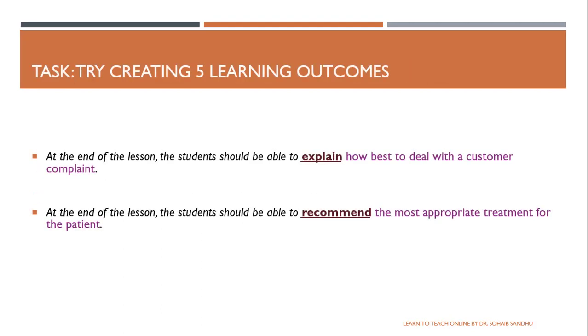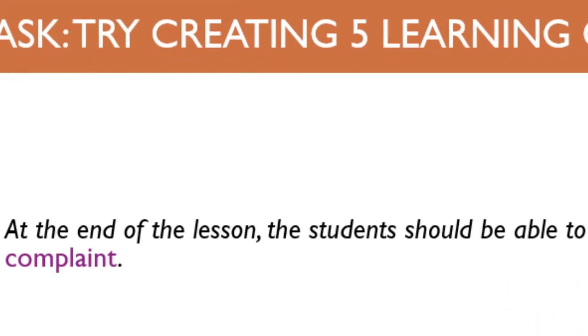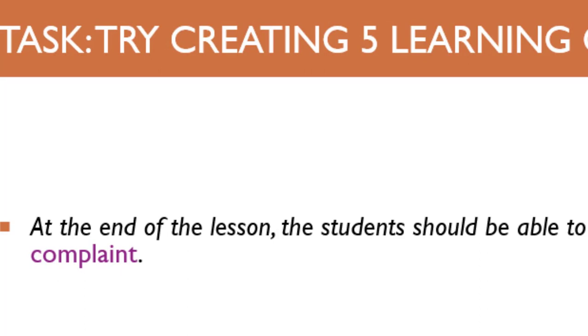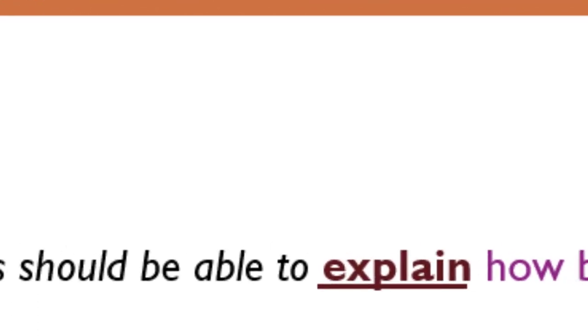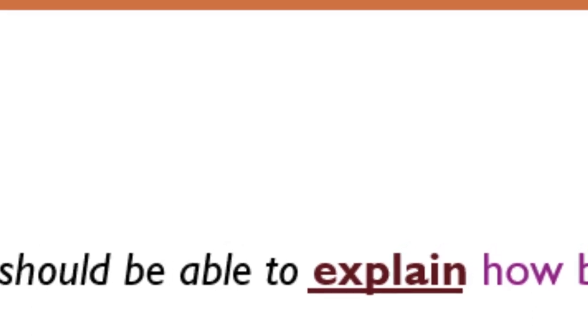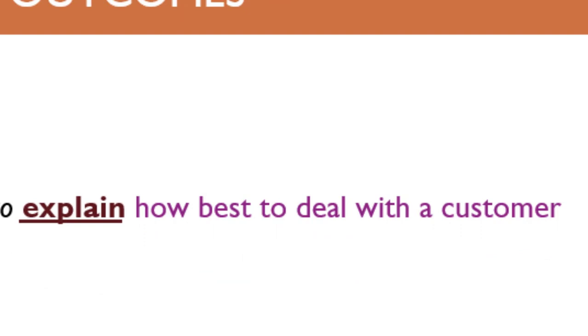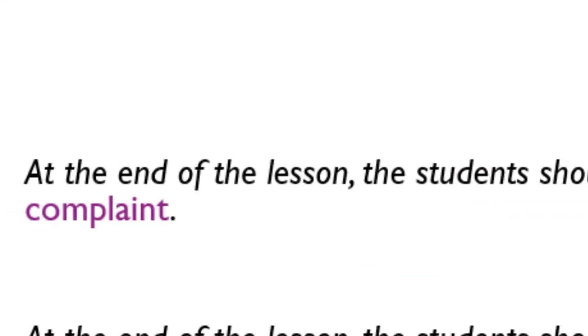So I'd like you to try and create 5 learning outcomes. If you look at the examples we have here, they're in 3 parts. You have the first part, what will the learners be able to do at the end of the lesson? And then in the middle, you have an action word. So here I say explain. But explain what? In this example, how best to deal with a customer complaint.